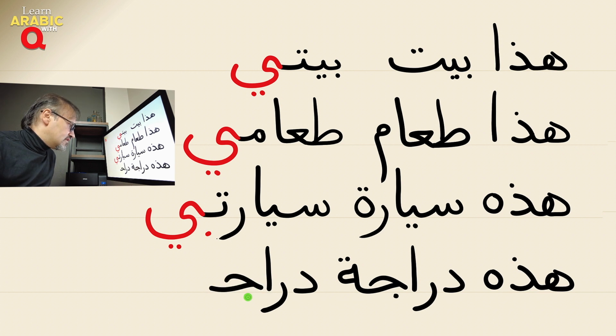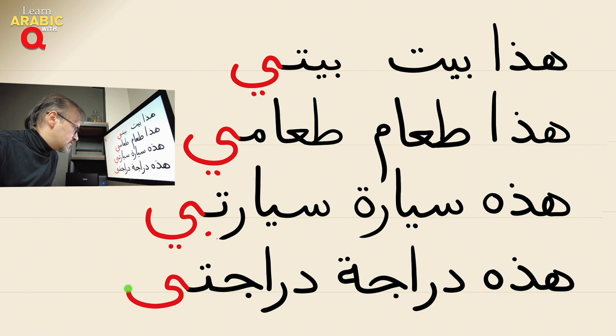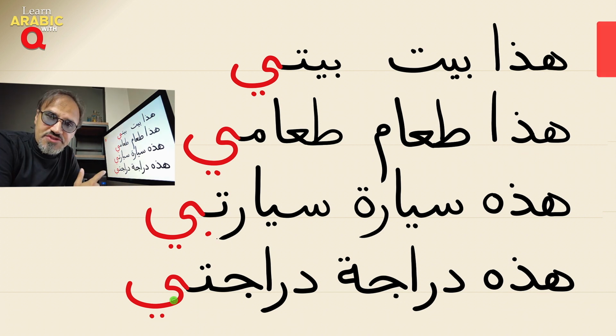Now again, same thing is going to happen. This ta marbuta is going to turn into a regular middle form, because now it's in between two letters. It's not an ending form anymore. And we have the ya at the end. Okay, let's read that together.